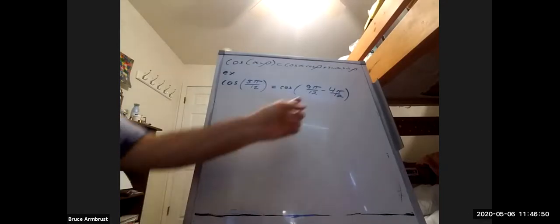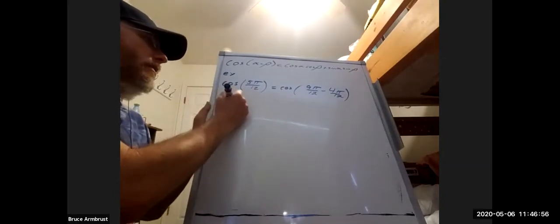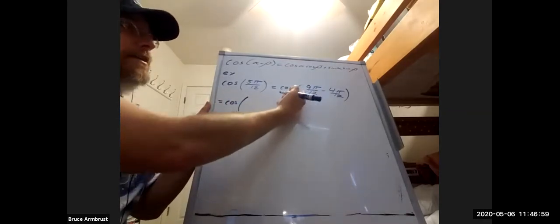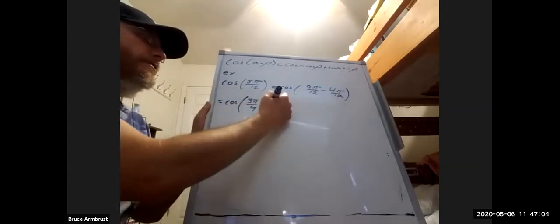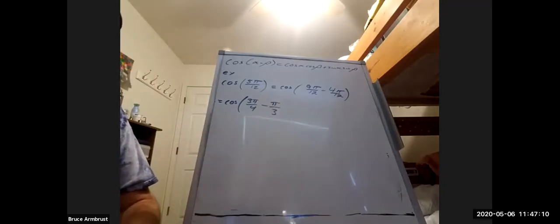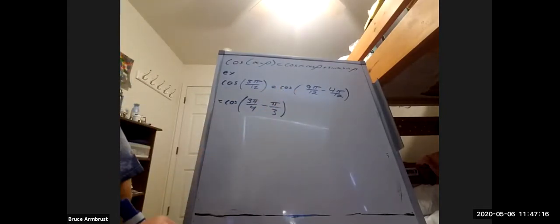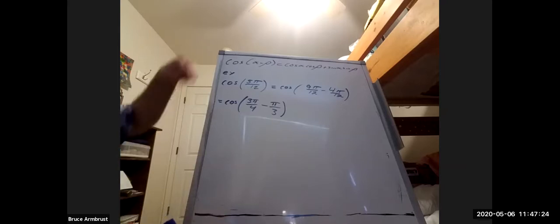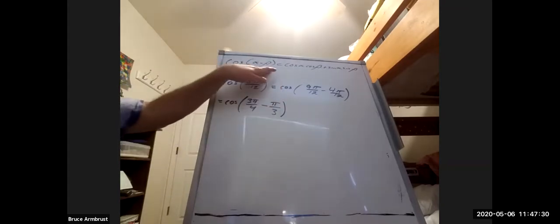Why I chose these two specifically is that they reduce to angles that we know. If we divide 9 and 12 by 3, we get 3 pi over 4. And 4 over 12 reduces to 1/3, so we get pi over 3. So the cosine of 5 pi over 12 is the same as the cosine of 3 pi over 4 minus pi over 3. Now let's use our identity. We're going to put 3 pi over 4 in for alpha and pi over 3 in for beta.